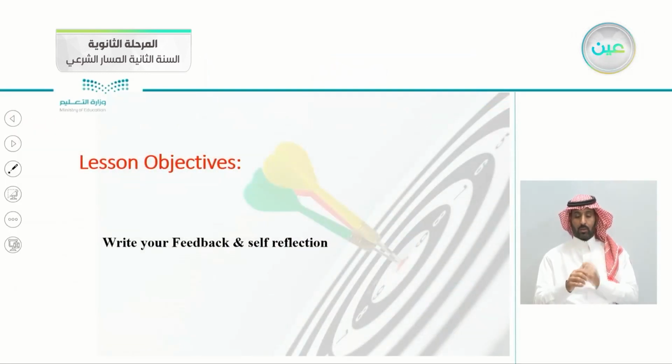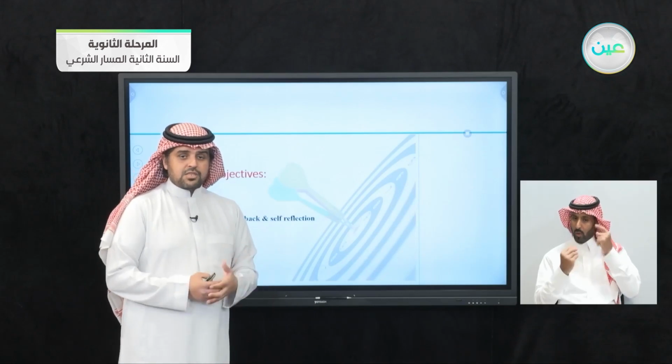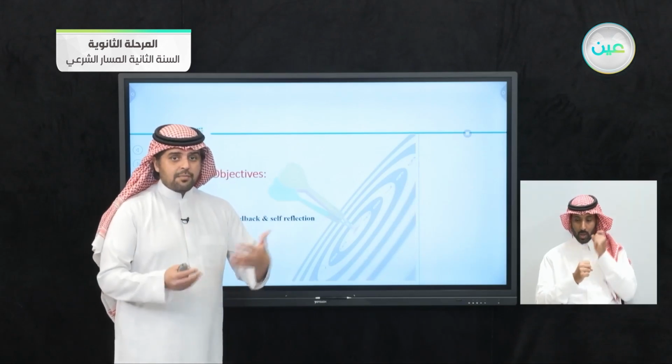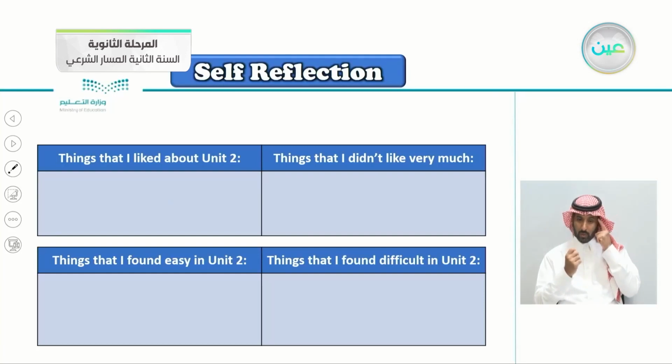So jumping on to today's lesson, the objective is to write your feedback and self-reflection. Write your feedback, so to give yourself notes about the unit. So this is the chart here. Things that you liked about Unit 2. What did you like? Maybe you liked the theme of cooking and eating, or maybe the grammar, the reading lesson, and so on. Things that I didn't like very much.